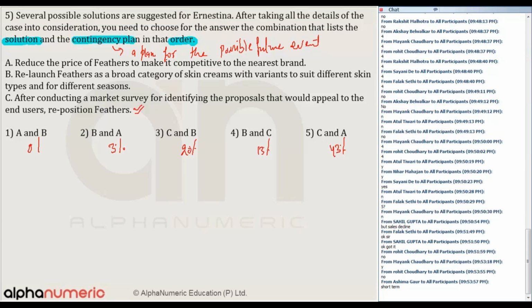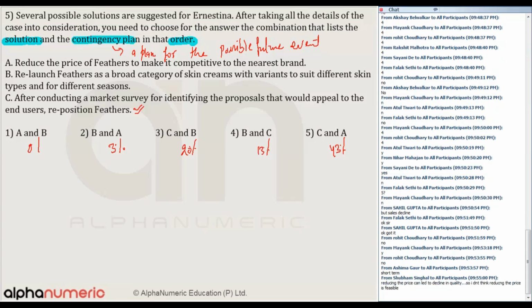Option A says reduce the price of feathers to make it competitive to the nearest one. So just by reducing the price, remember one thing. Yes, that's right, Soma. Reducing the price can lead to a decline in the quality. So that's why reducing the price is not feasible here. But instead, I can say the short-term solution might be statement B, relaunch feathers as a broad category of skin creams with variants to suit different skin types and for different seasons.